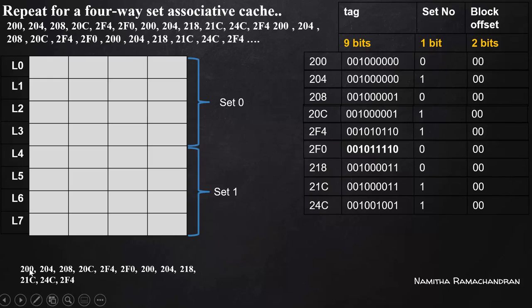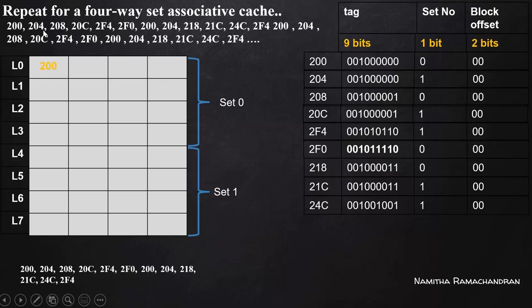Start with the sequence 200. Okay, 200, we need to move into which set? Set number 0. And in case of set associative, we can place it anywhere in this set. If any particular line is free in this set 0, we can place a word into that free location. So here all the lines are free in set 0, so we can place this particular memory word that holds the byte address 200 into line number 0, the first free line of set 0.